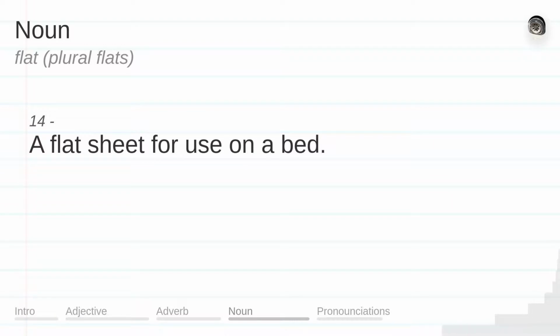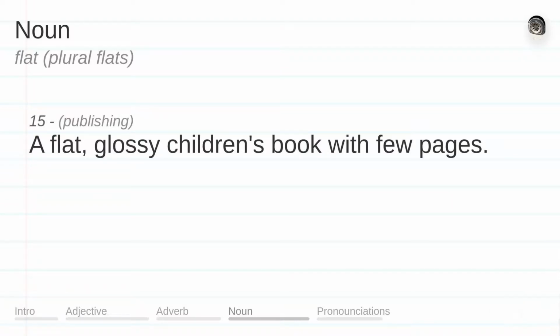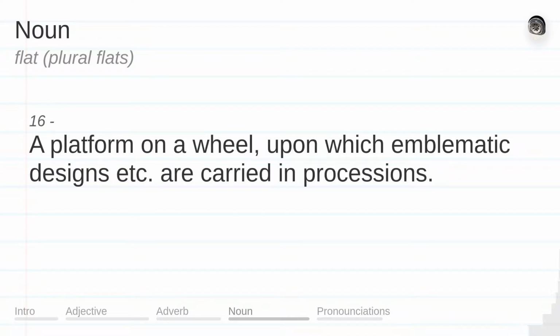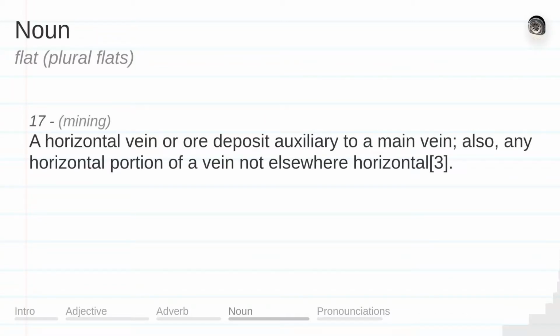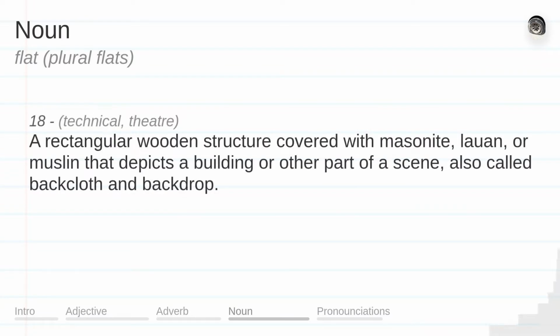A flat sheet for use on a bed. A flat, glossy children's book with few pages. A platform on a wheel, upon which emblematic designs etc. are carried in processions. A horizontal vein or ore deposit auxiliary to a main vein. Also, any horizontal portion of a vein not elsewhere horizontal. A rectangular wooden structure covered with masonite, lauan, or muslin that depicts a building or other part of a scene, also called backcloth and backdrop.